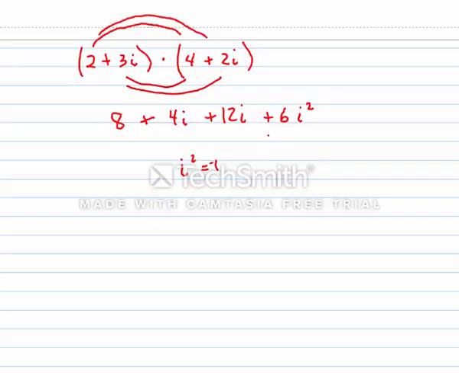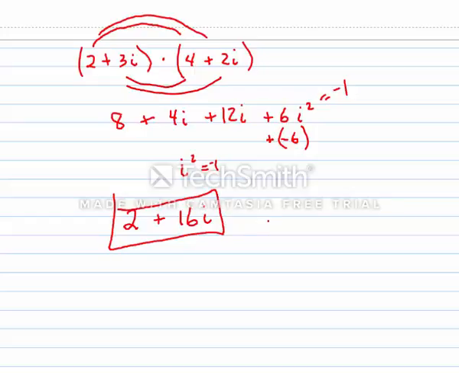So when we combine these, that's going to be plus a negative 6 over here, since i squared is equal to minus 1. So that's minus 6. So we get 8 minus 6, which is 2. And then 4i plus 2i plus 12i is plus 16i. And there's our final result in the form of a plus bi, the real part and the imaginary part.